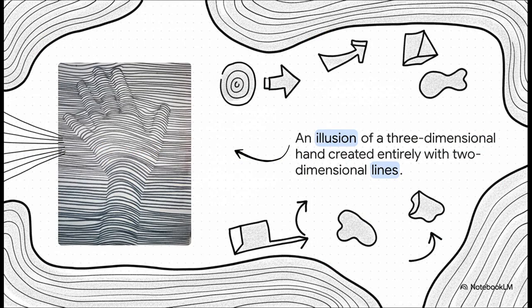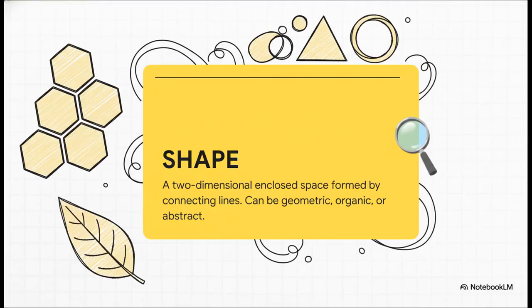And get this, look at the incredible power of a simple line. This image is completely flat. But just by changing the curves and the thickness of the lines, by creating contrast, the designer tricks our brains into seeing a three-dimensional hand reaching out. That's just wild. So when those lines connect and close up, they create a shape.